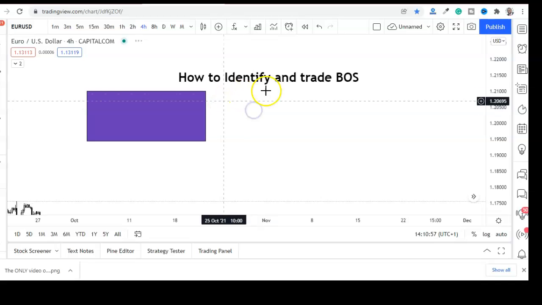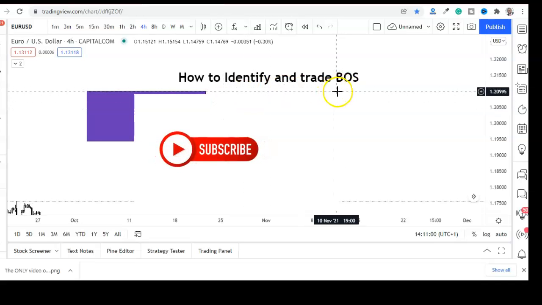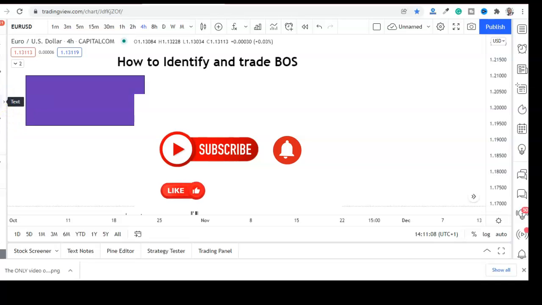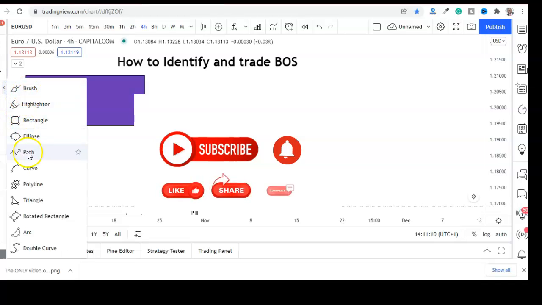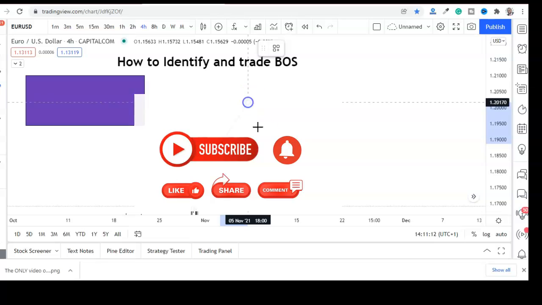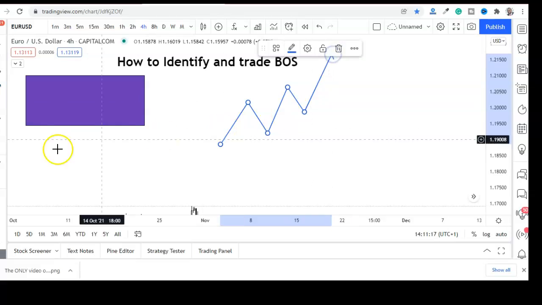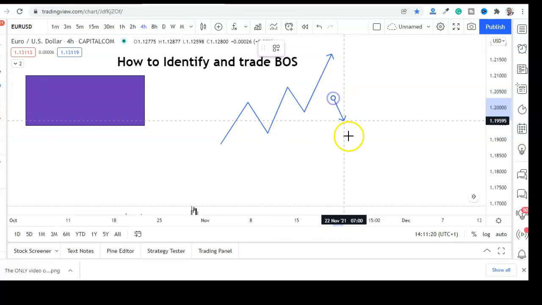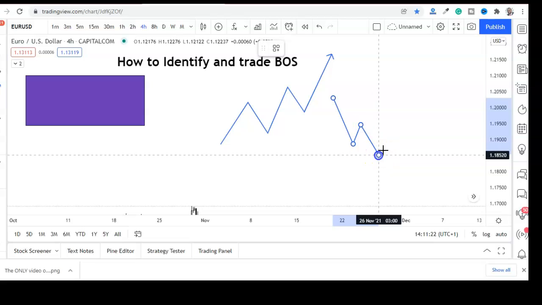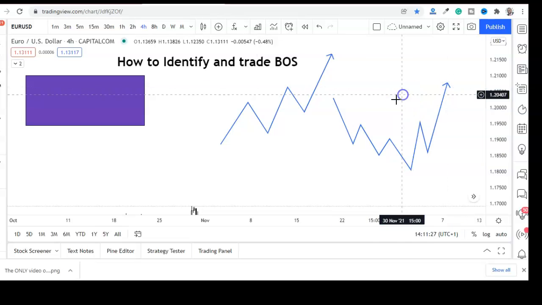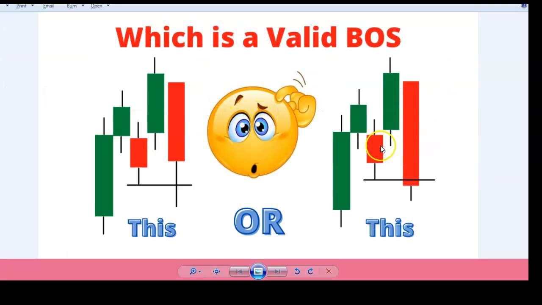Today's video is about how to identify and trade BOS, break of structure. And how do I mean by break of structure? We have basically two ways: a break of structure for the continuation and a break of structure for reversal. So which of these two is a valid break of structure?